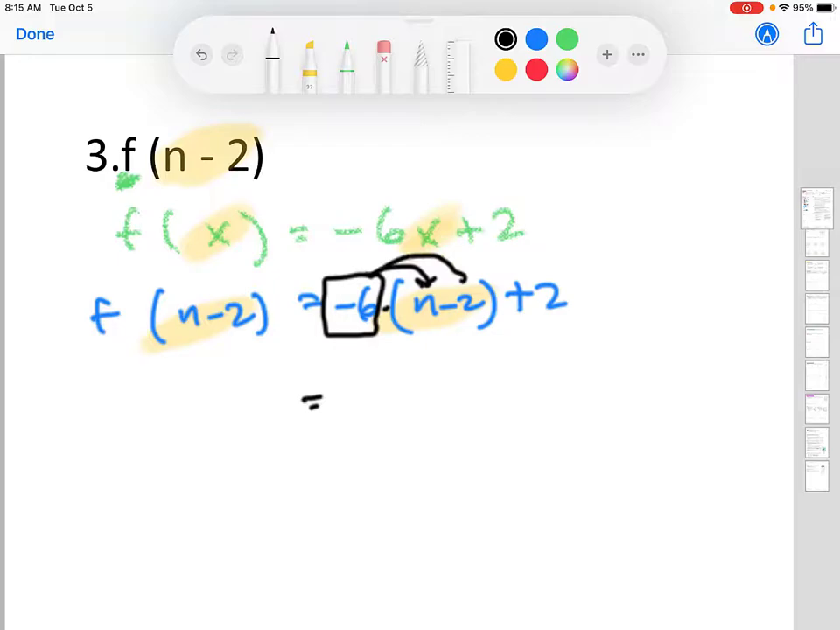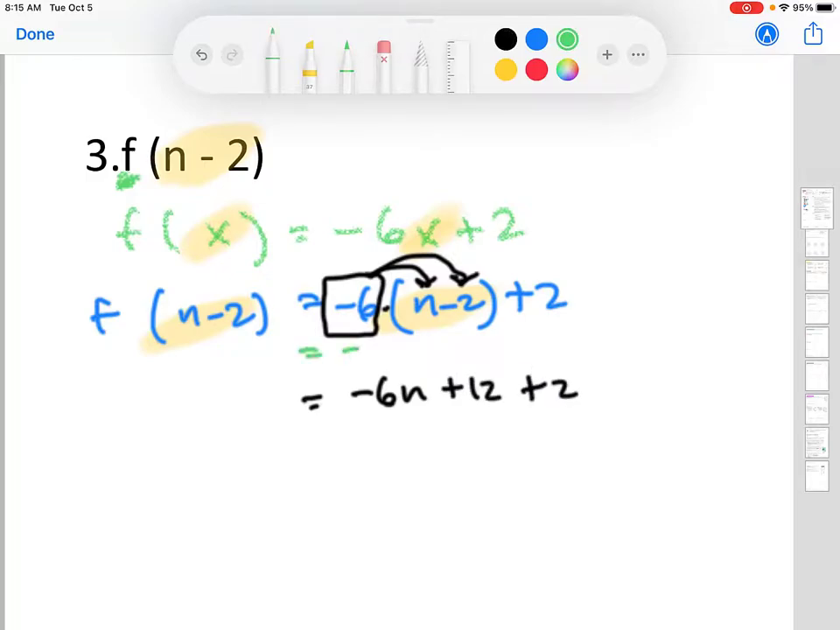This is multiplication, and I've got to distribute everything inside. If I bring back a boba for my kids, I can't bring it for one kid, I've got to bring it for everybody. So everybody inside gets it. So negative 6n. Negative 6 times negative 2 is positive 12, and then plus 2.